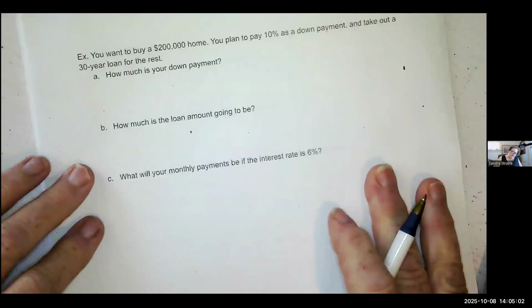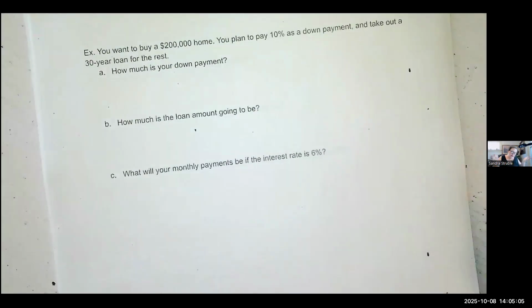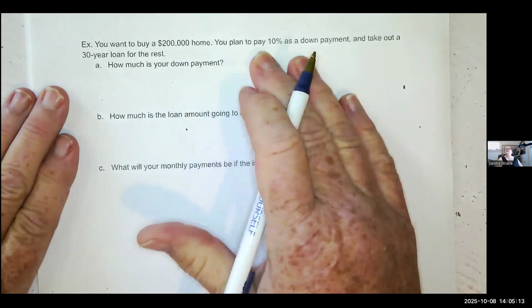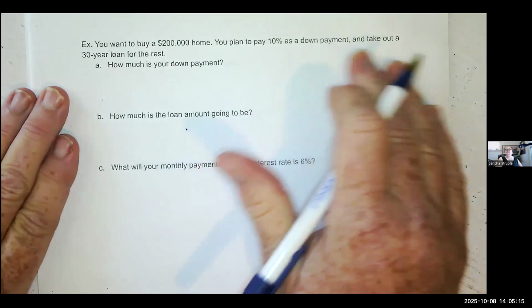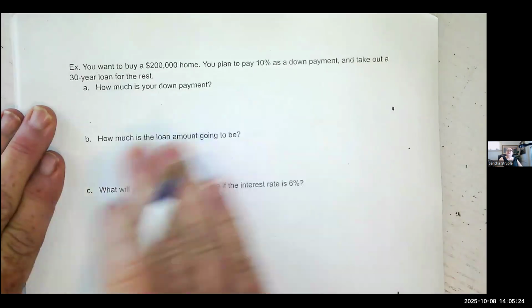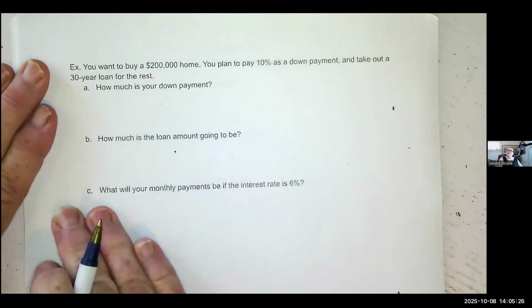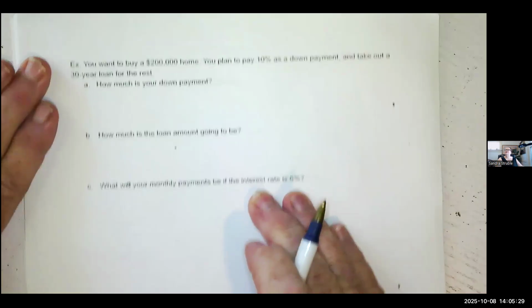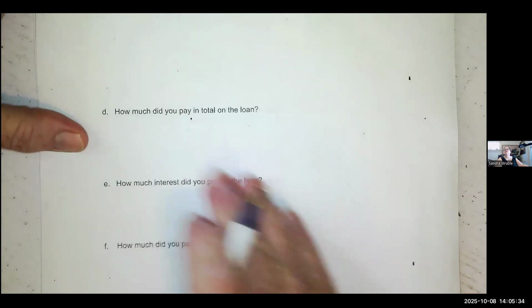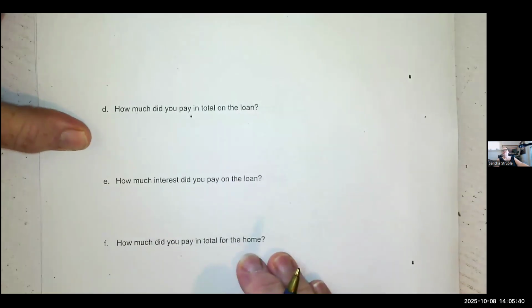All right, what else do we have here? Oh, this is like what I'm going to do to you. This is your exam questions right here. You want to buy a $200,000 home. You plan to pay 10% as a down payment and take out a 30-year loan for the rest. So these are the questions I'm going to ask you on the exam. How much is your down payment? How much is your loan amount going to be? What will your monthly payments be if the interest rate is 6%? How much did you pay in total on the loan? How much interest did you pay on the loan? And then how much did you pay in total for the home?